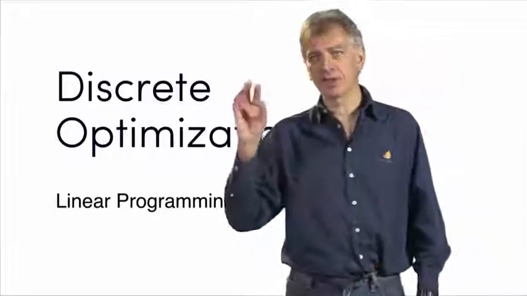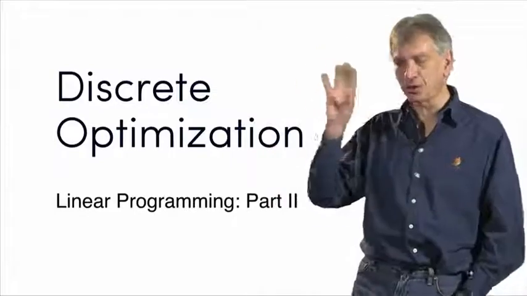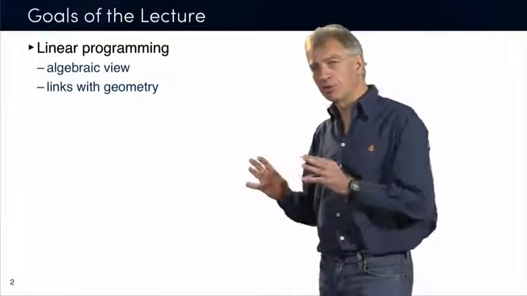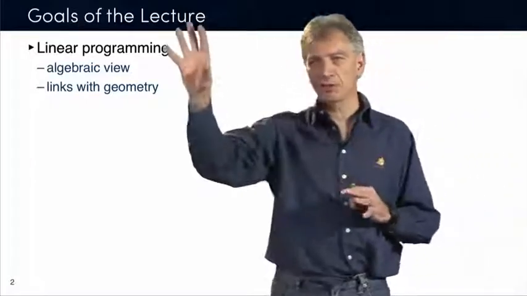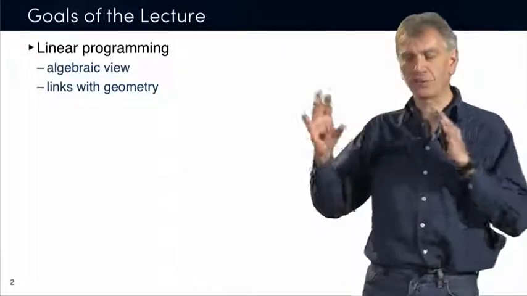So, discrete optimization, again, linear programming part 2. Okay, so this is getting really exciting now. What we saw last time was the geometric view of linear programming, and what we're going to do now is make the connection between this geometric view and the algebraic view. We're going to link the two, and this is where it's really nice.